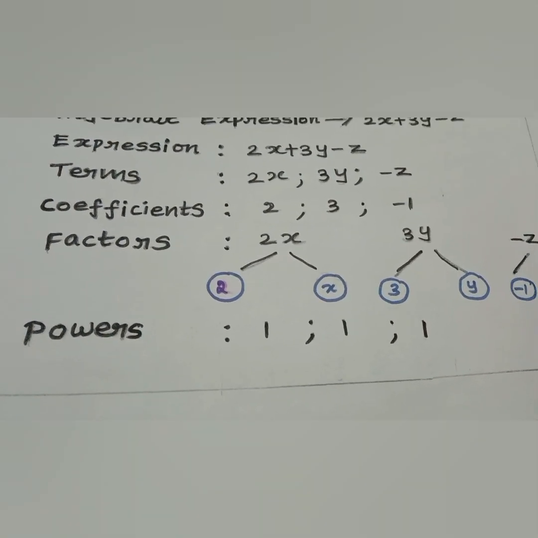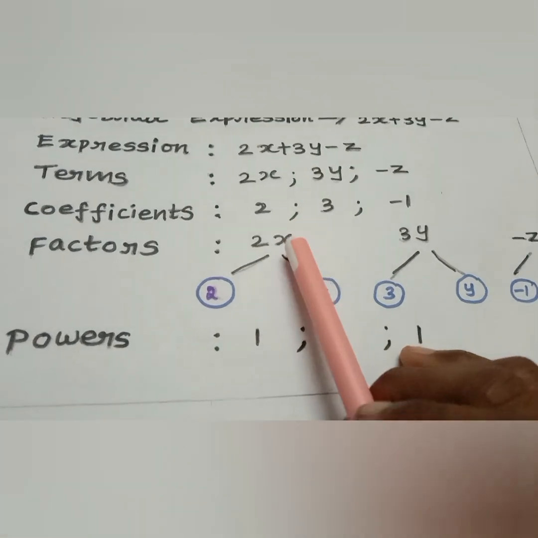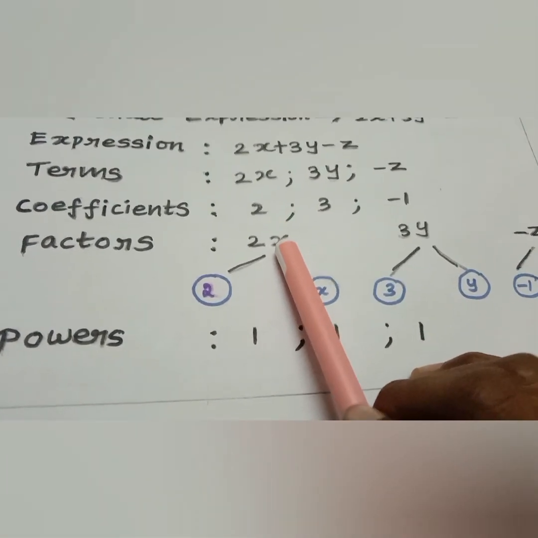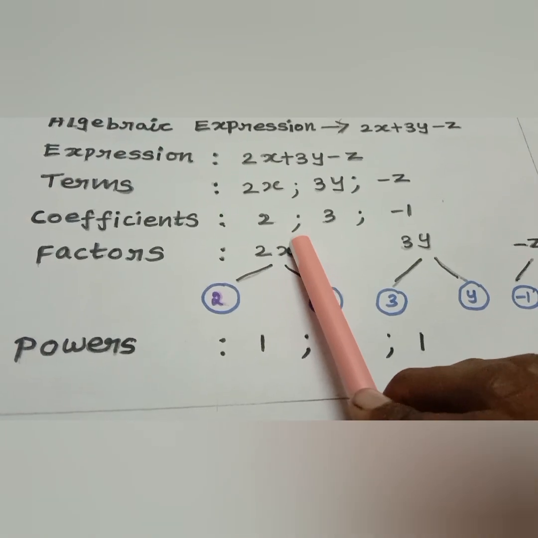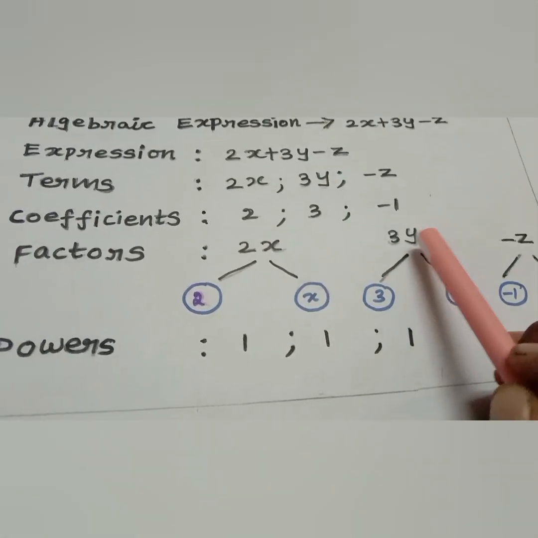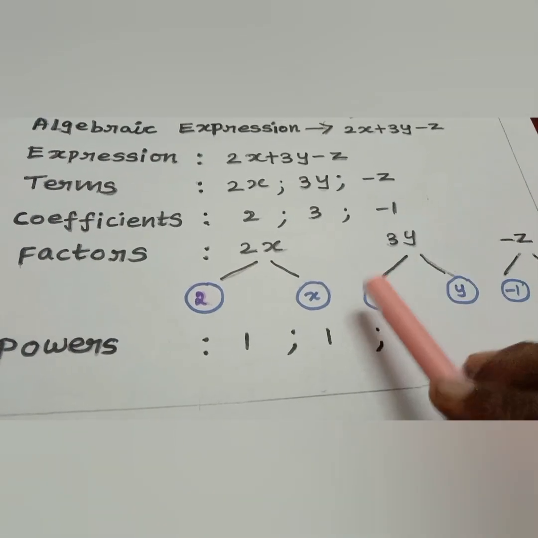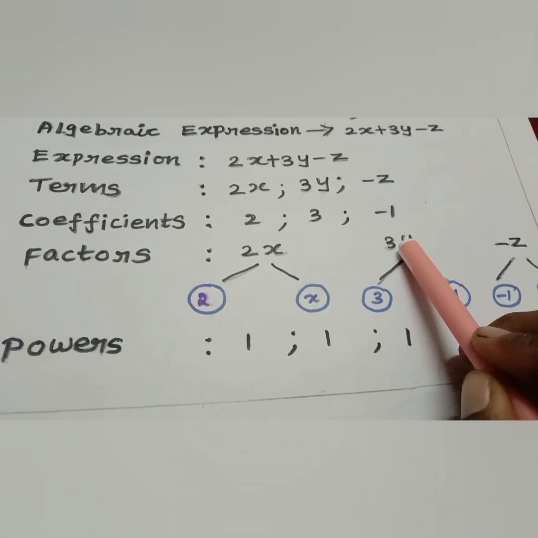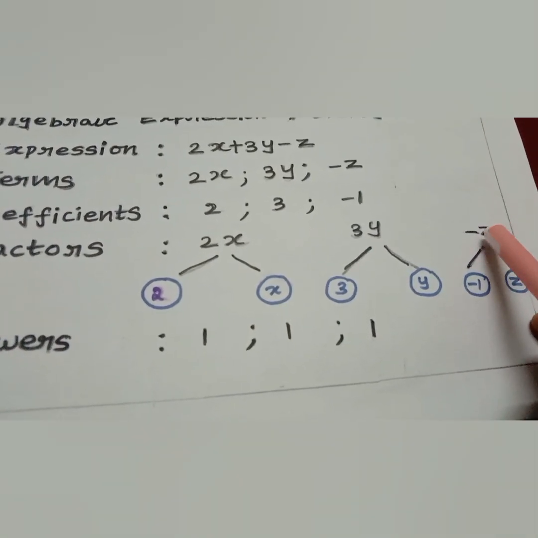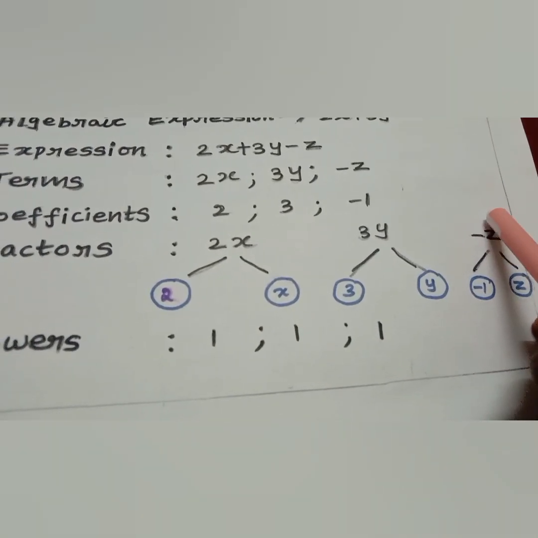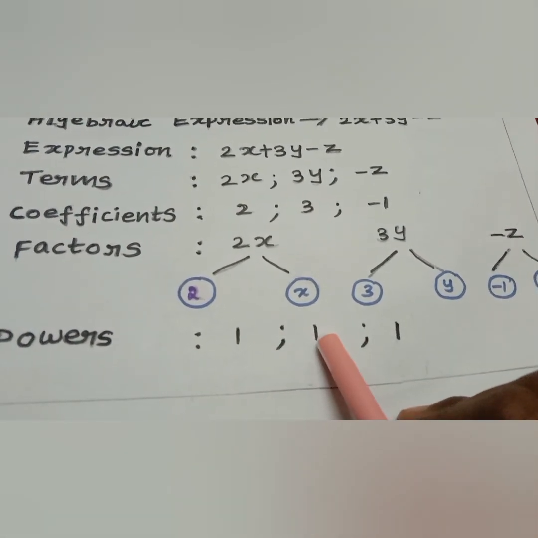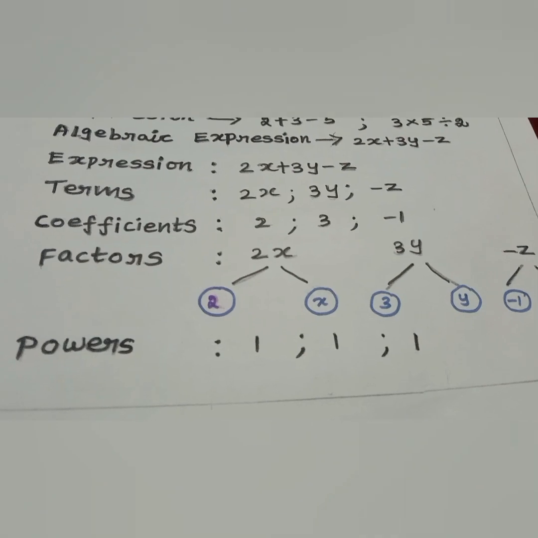The next one, powers. The exponent of the variable is called the power. Here x power 1. See here there is no number, so that is 1. So the power is 1. Similarly here the variable's power is 1. For z, there is only one z, so z power 1. So x power 1, y power 1 and z power 1.